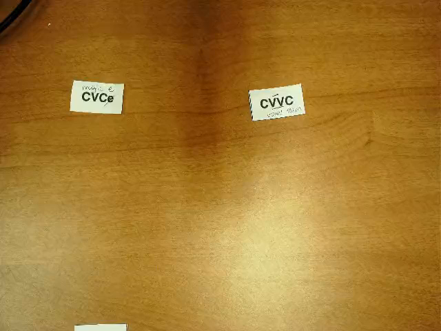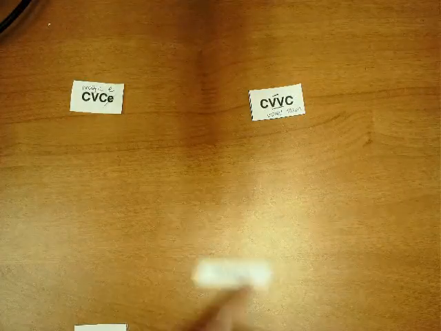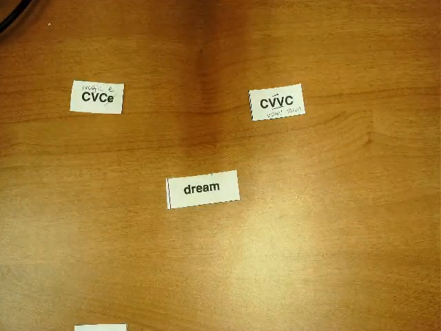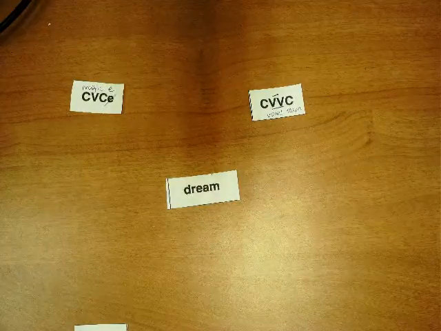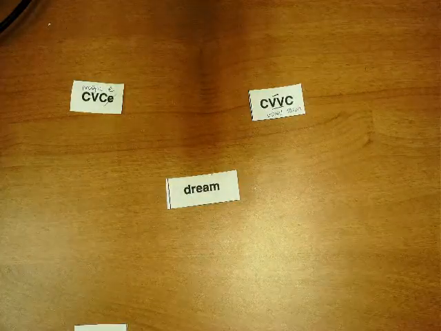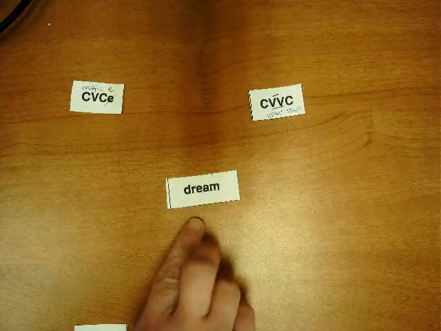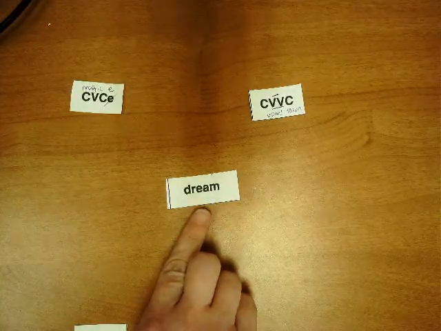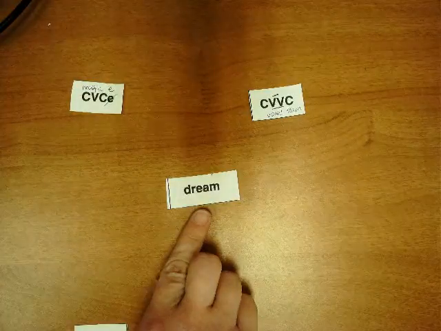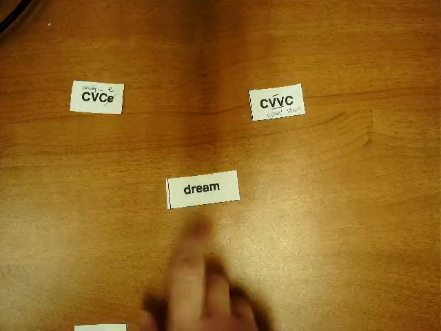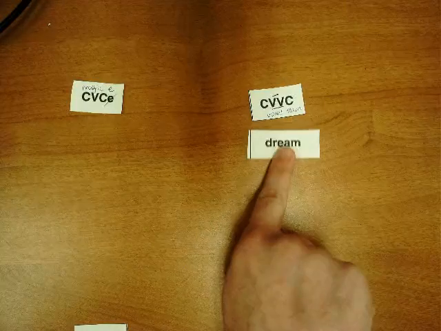So take a look here at the word dream. Go ahead and find that in your sort. Pause if you need to find it. And then think to yourself, is this a silent E pattern? Is that why it's a long vowel sound, or is it a vowel team? And that's right, it's a vowel team. So go ahead and sort that right underneath.